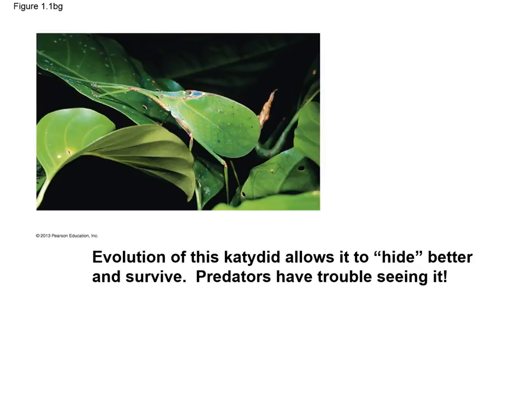See how this katydid has camouflaged itself. It has evolved to look like the leaves around it, so it can better escape the eye view of predators. This completes the characteristics of life, or properties of life.